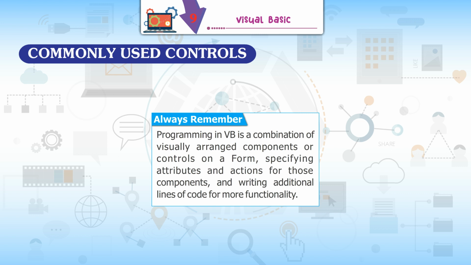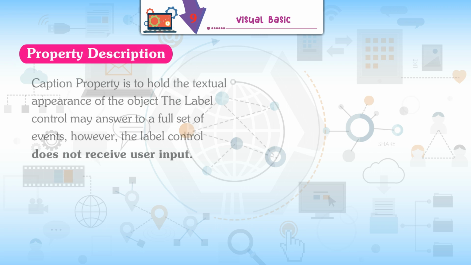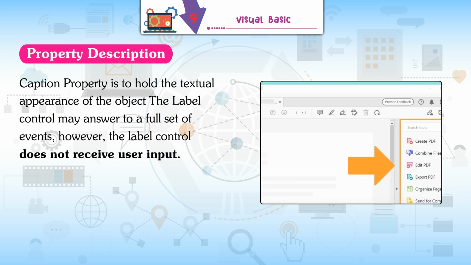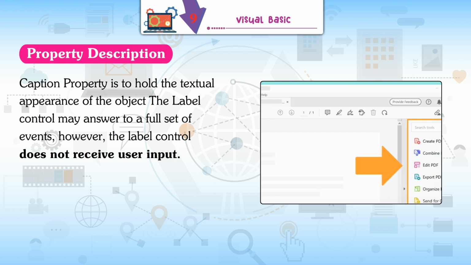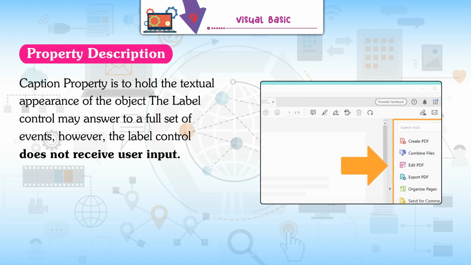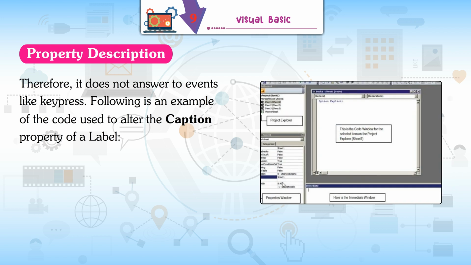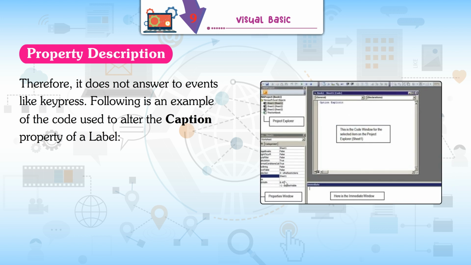Always remember, programming in VB is a combination of visually arranged components or controls on a form, specifying attributes and actions for those components, and writing additional lines of code for more functionality. Property description. The Caption property holds the textual appearance of the object. The label control may respond to a full set of events, however, the label control does not receive user input. Therefore, it does not respond to events like key press.